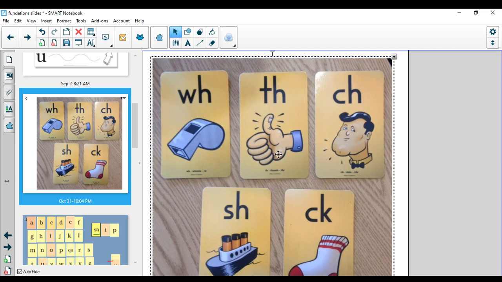WH whistle w, TH thumb, CH chin ch, SH ship sh, CK sock. Maybe you can find a digraph in one of your toys today and send me a picture of it using Class Dojo.